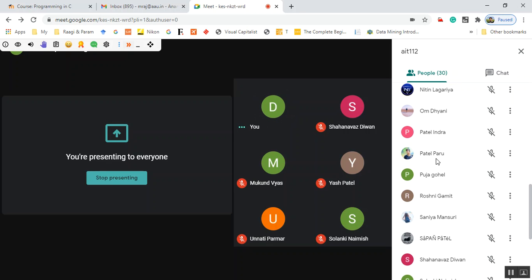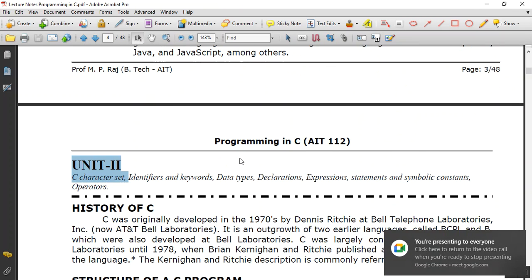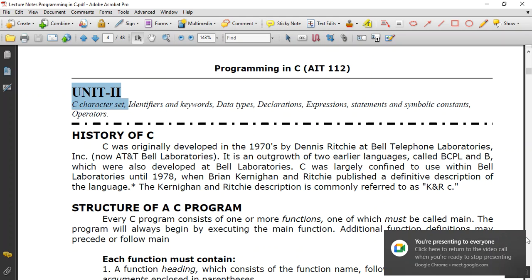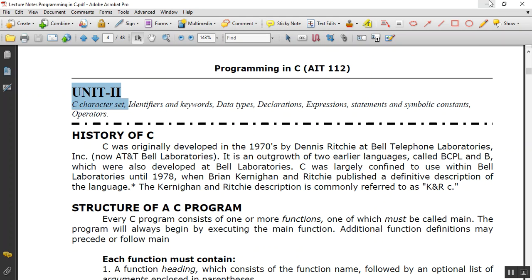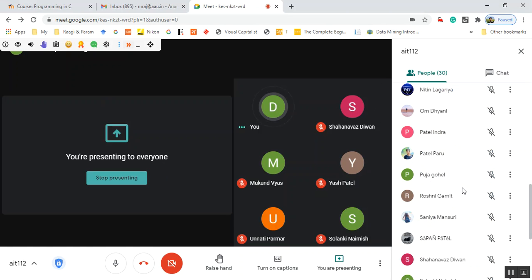But from tomorrow onwards I expect that you contact your colleagues and ask them to remain online, because this unit was very basic, but from this we are actually starting C programming. So if they will remain present, they will understand it very easily, or it will serve their purpose of joining this course.